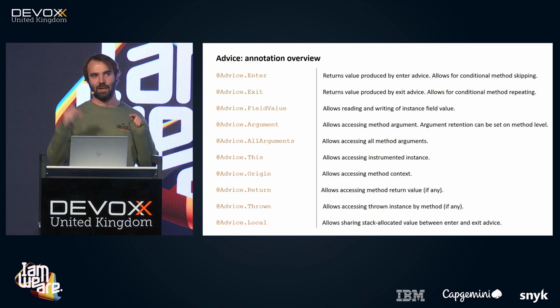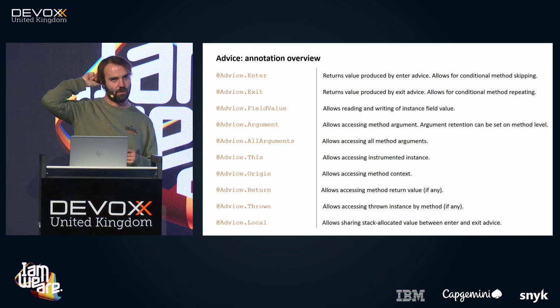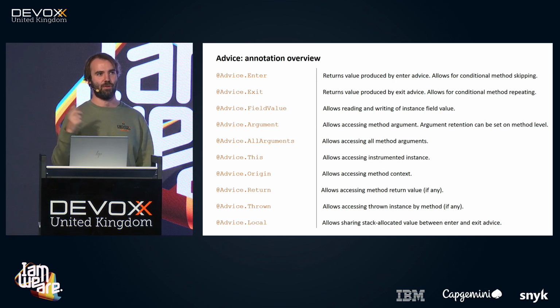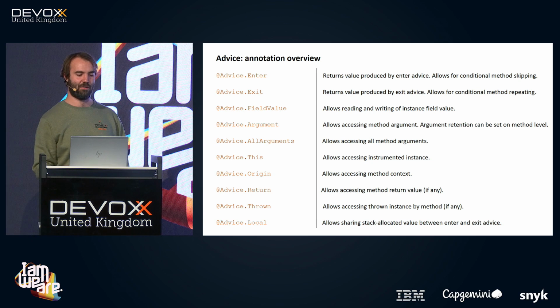You can communicate values from enter advice to exit advice, and you can do a lot of things, like you can repeat methods, so jump back up to the beginning of the method from the exit advice. So, for example, if you want to write a resilience framework where you'd retry a failed method call, and so forth. And it's just annotating. Some people don't like it, but it works very well in this use case.